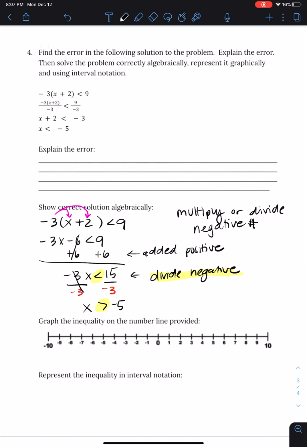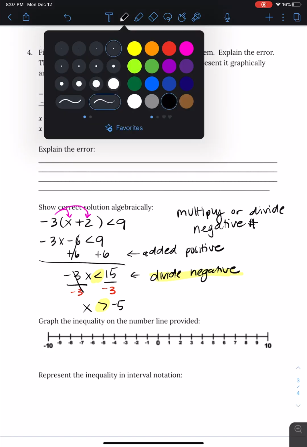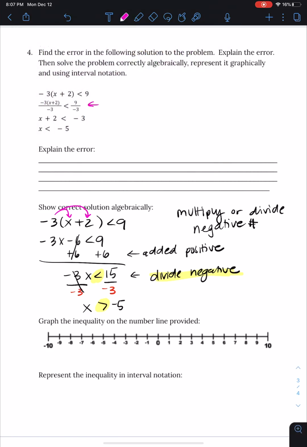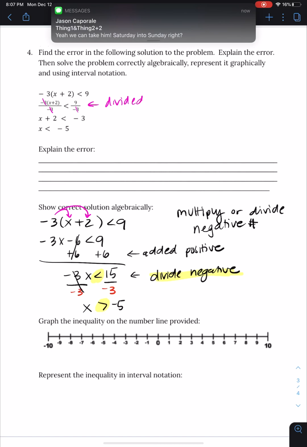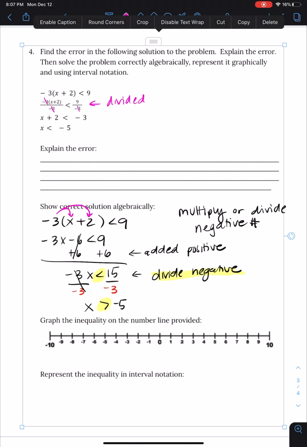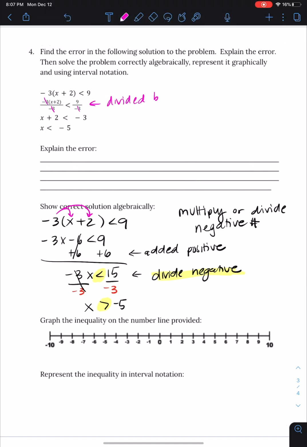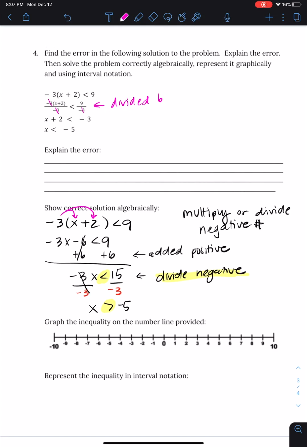So after looking at the correct solution and how we would do it, we can go back to the student's work and see where the error was. So in the first step, we see that the student divided both sides by -3, and this is totally allowed. So instead of distributing, we could have divided each side by -3 and avoided distributing. This is absolutely correct. But the issue here is that they divided by a negative.